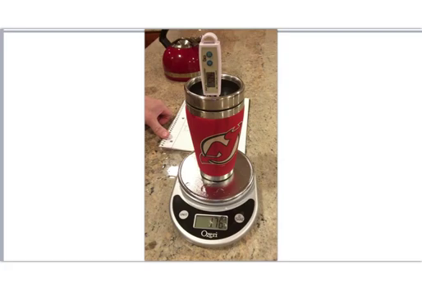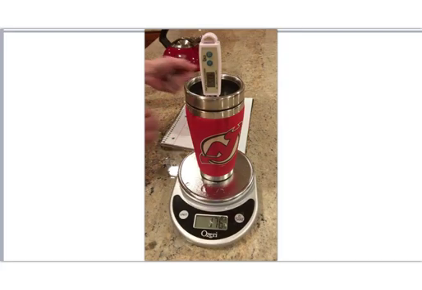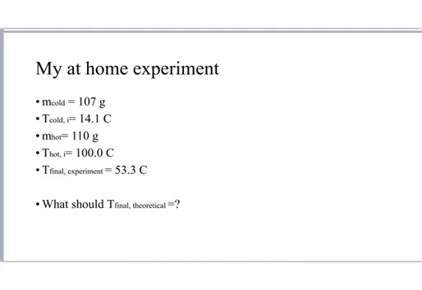And it looks like our final temperature in this experiment is 53.3 degrees. Okay, so here's all the data for the experiment. And we got a final temperature of 53.3 degrees Celsius from the experiment. But what should that value of T final actually be? Okay, so let's go through the math. There's going to be a lot of algebra here, and try to follow along.